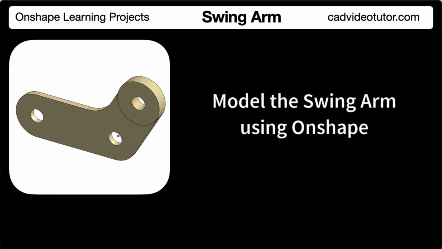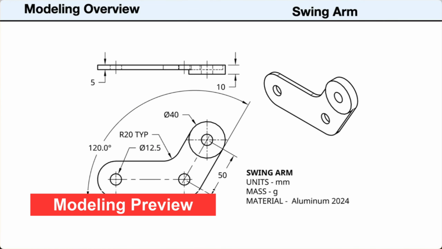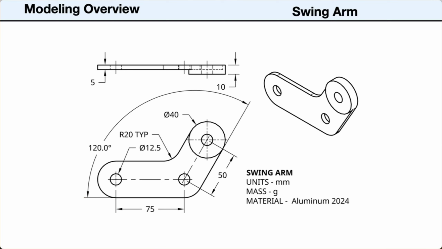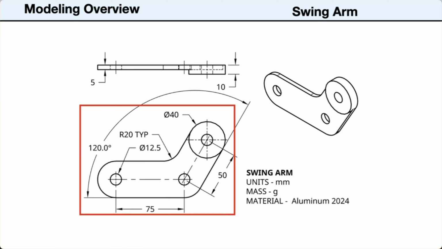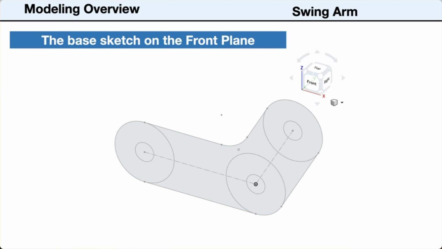We can now model the part in Onshape. Let's begin with a preview of the steps we will use in the modeling process. First, from the drawing, we will identify the profile we will use for the base sketch. In this project, the front view defines the overall shape and size, so we will use it for the base sketch. The sketch will be placed on the front sketch plane.